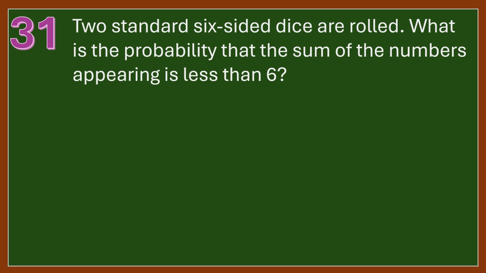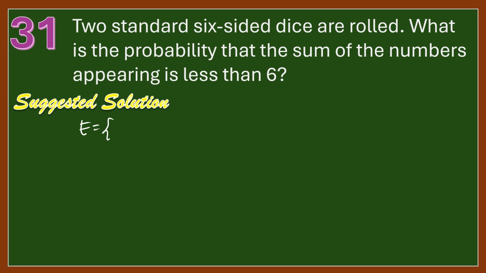Number 31. Two standard 6-sided dice are rolled. What is the probability that the sum of the numbers appearing is less than 6? For our solution, let E be the event that when two standard 6-sided dice are rolled, the sum of the numbers appearing is less than 6. Hence, the elements of this event will be when the sum is 2, 3, 4, or 5.